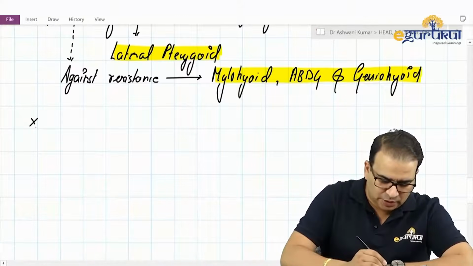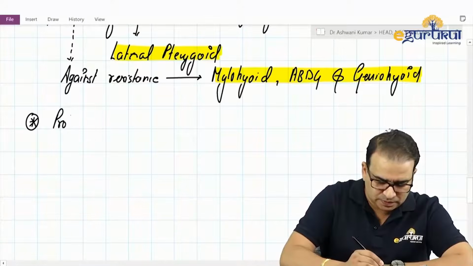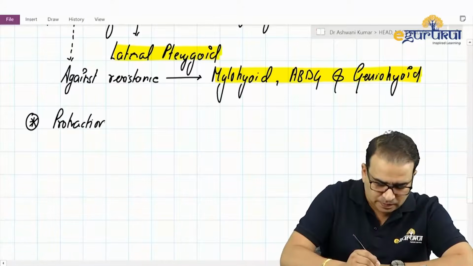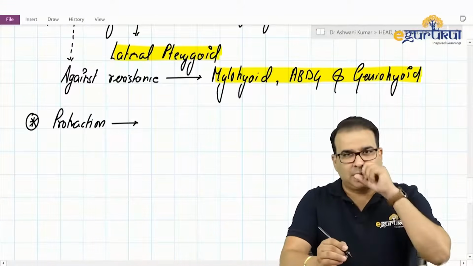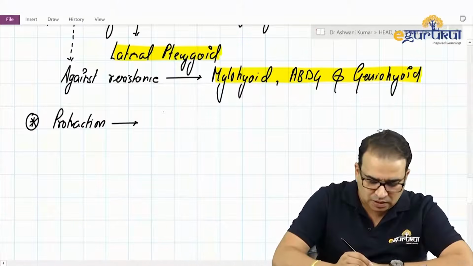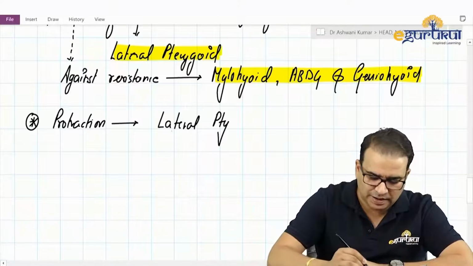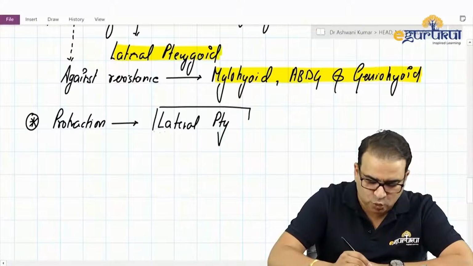Elevation, depression done. Now coming to the protraction and retraction. Now first is protraction. Protraction can be done by the muscle which is going backward, that will pull the mandible forward. The main muscle going backward was the lateral pterygoid. The lateral pterygoid is the major muscle if you have to choose one single muscle.